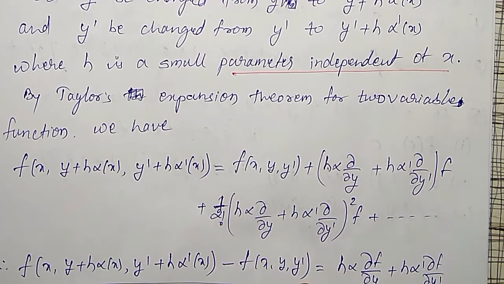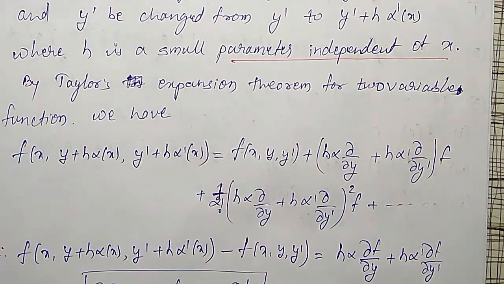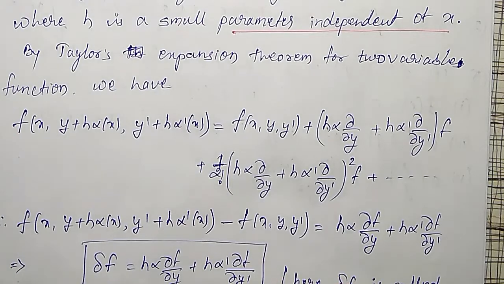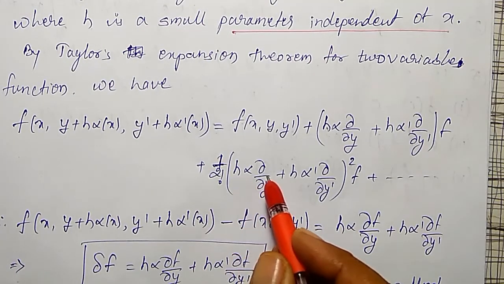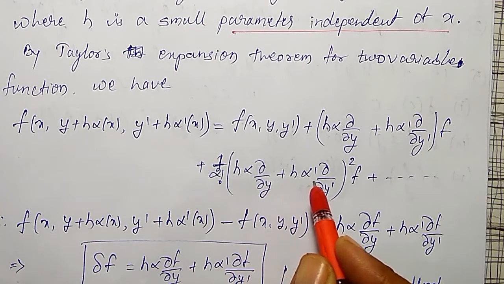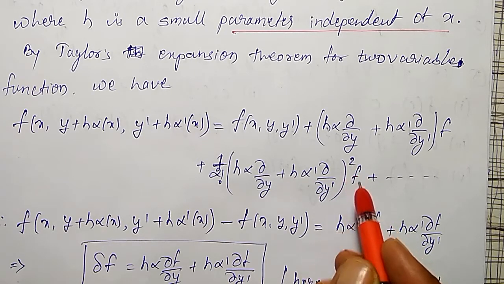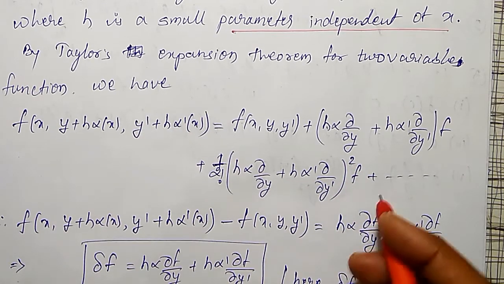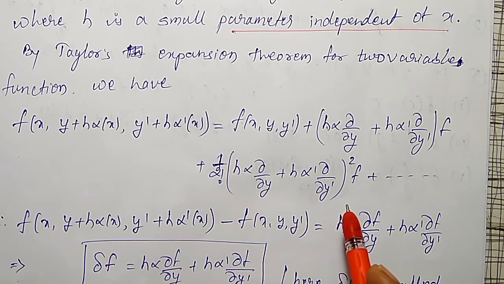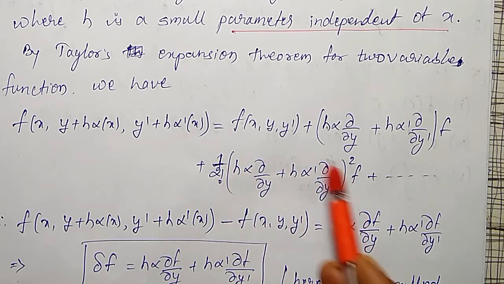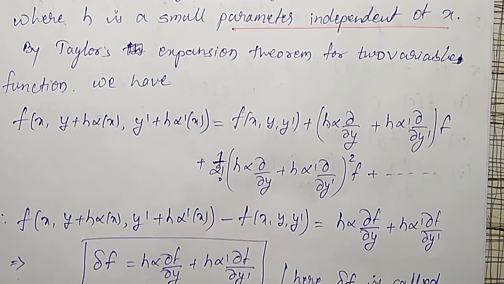Partial derivatives of f I have to do here. The second term will become 1 by 2 factorial times (h alpha ∂/∂y plus h alpha dash ∂/∂y dash) whole square of f. Like that it continues. But as h is very small, we are neglecting higher order derivatives. Only the first order derivative I am taking.